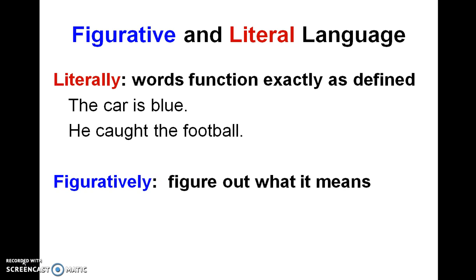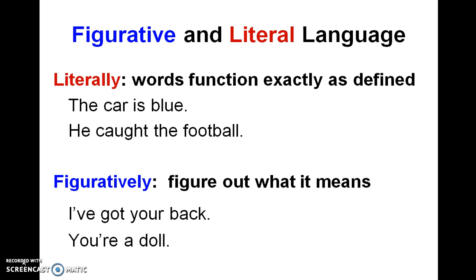Okay, figuratively, we have to figure out what it means. And you can remember that by thinking of the first part of the word figurative: figure. We are presented with some words in such a way that we have to be smart about it. We have to figure out what they're talking about. I've got your back. Okay, does that mean that I've literally got someone's back in my hands or in my possession? No, it means, hey, I've got you. I'm watching your back. I'm watching out for you.